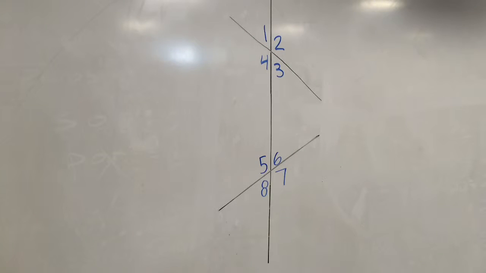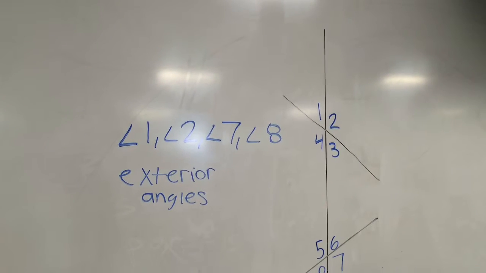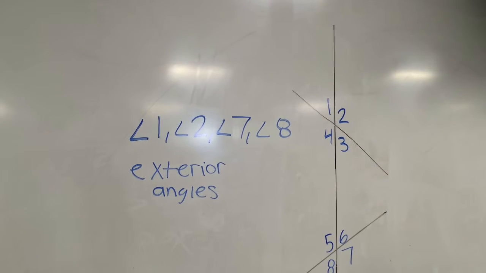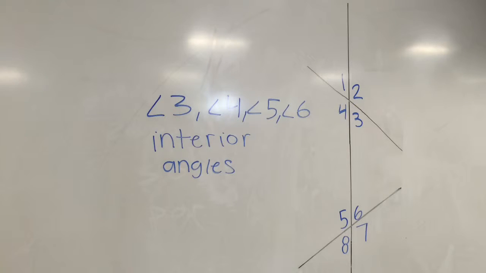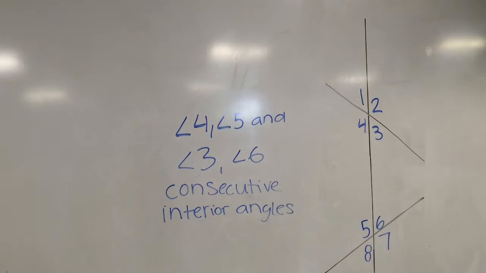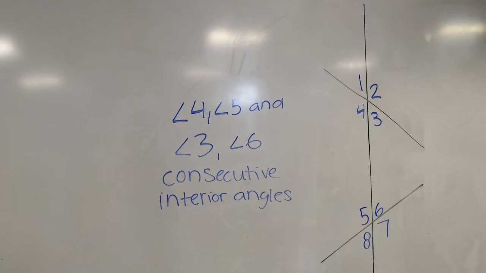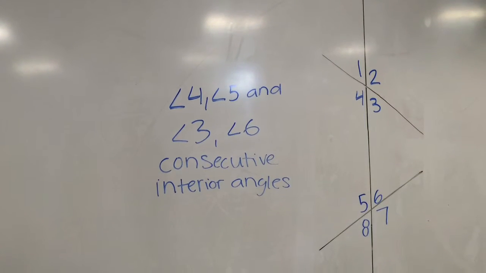These are transversal angle pair relationships. Angles 1, 2, 7, and 8 are exterior angles. Angles 3, 4, 5, and 6 are interior angles. Angles 4 and 5 and 3 and 6 are consecutive interior angles.